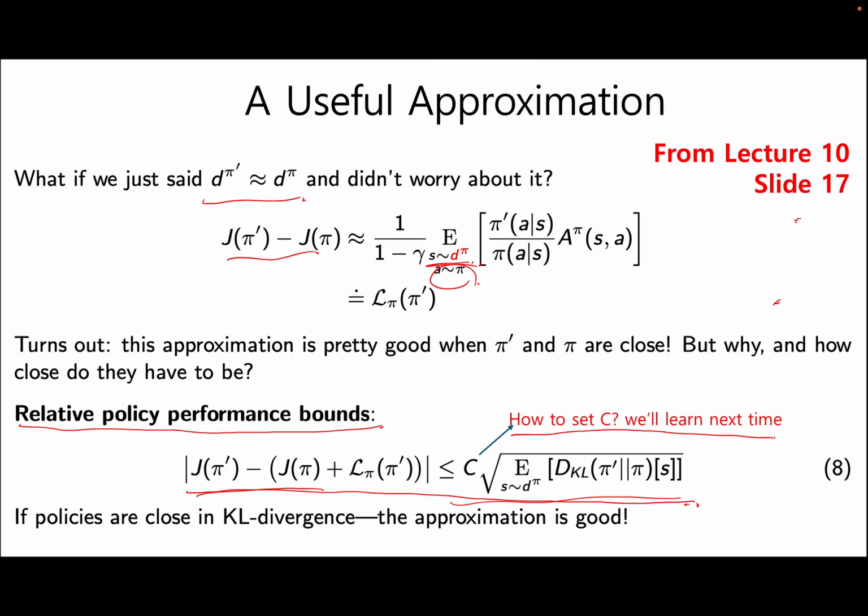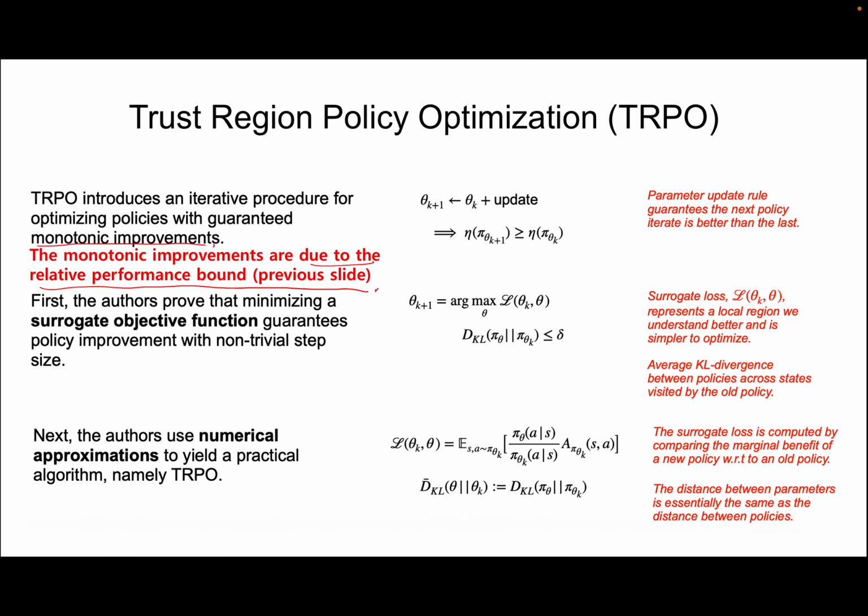That means we can theoretically say that we can achieve monotonic improvement. After updating, the updated policy is always better than the previous one. That is monotonic improvement due to the relative performance bound. And first, the authors proved that minimizing the surrogate objective function guarantees policy improvement with non-trivial step size. We already learned this one, the surrogate objective function, right? By introducing importance sampling, right?